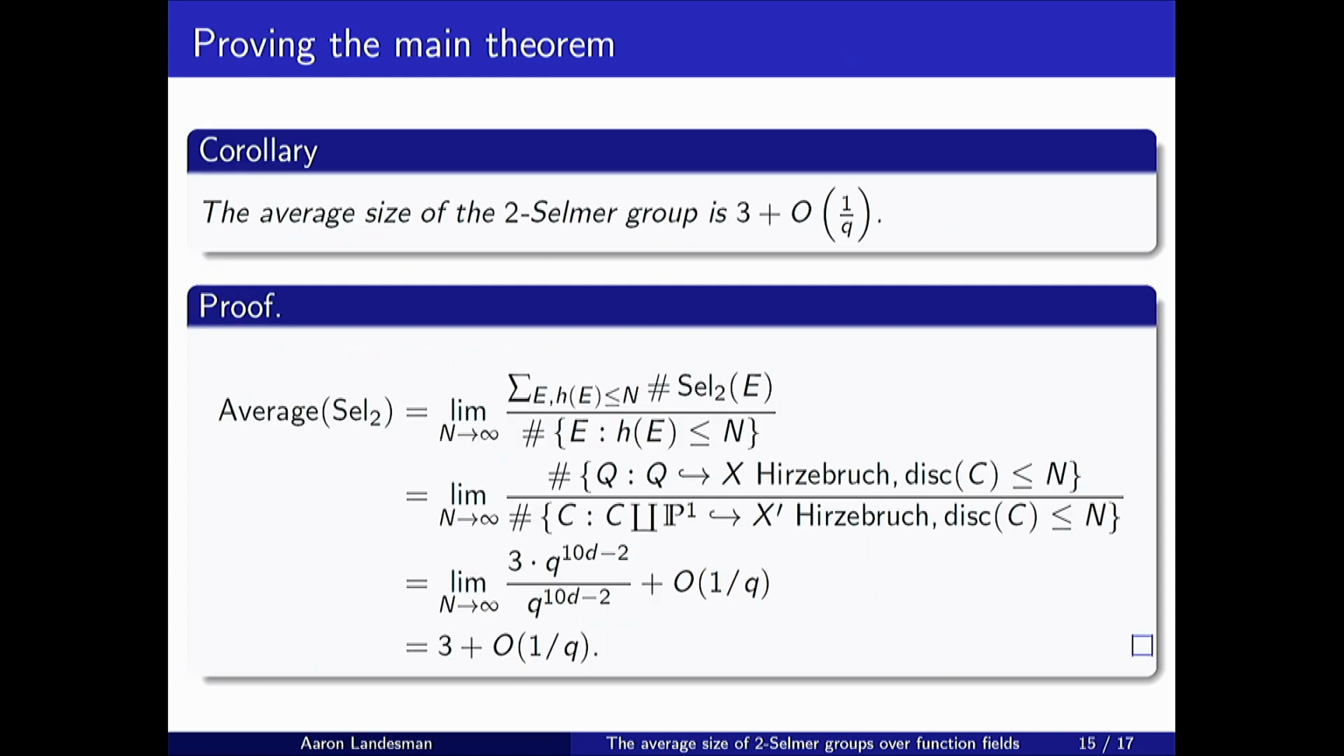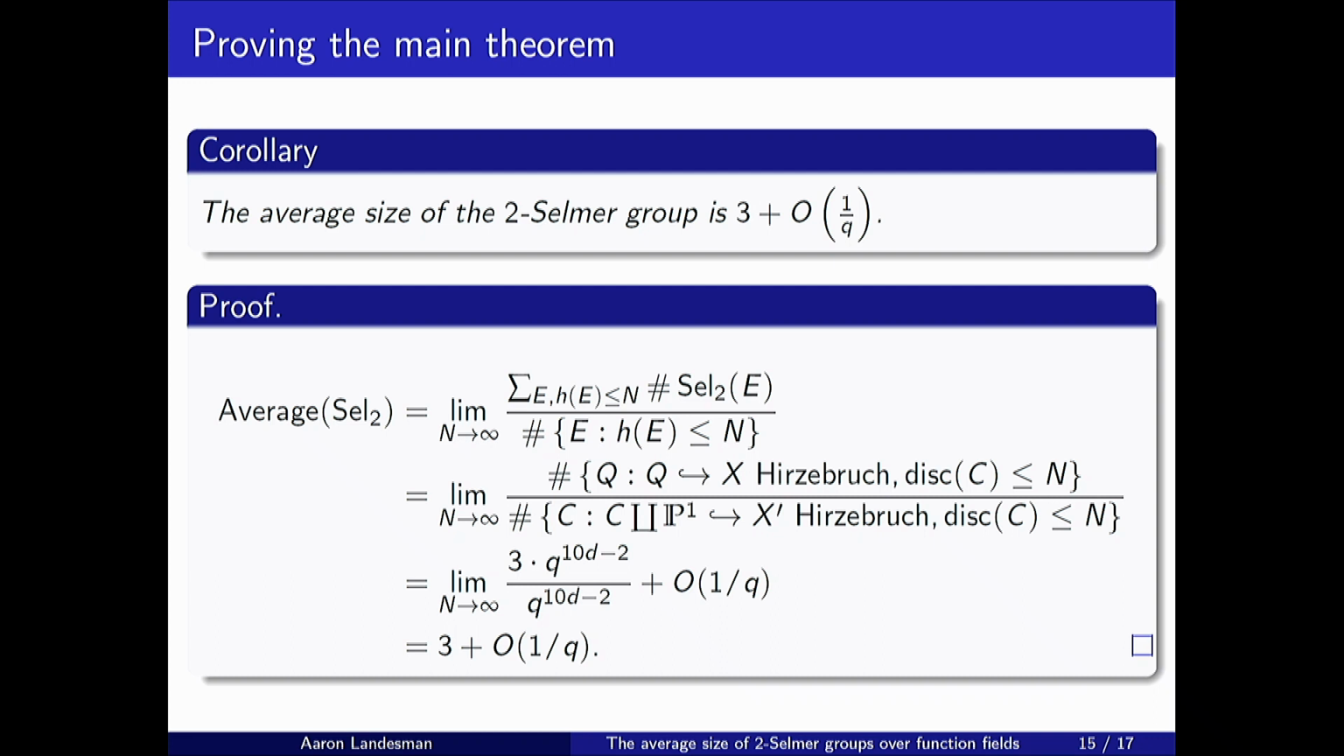Okay, so let me just explain why all this proves the theorem. I want to prove that the average size of the 2 Selmer group is 3. What's the definition? The average size of the 2 Selmer group is this limit in the discriminant of the ratio of the number of 2 Selmer elements to the number of elliptic curves over the function field. But we have those 2 lemmas that address the numerator and denominator. Remember, the denominator is just the number of elliptic curves over a function field. And we had that bijection between elliptic curves and degree 3 curves, so that's just the number of degree 3 curves inside Hirzebruch surfaces, not meaning P1.